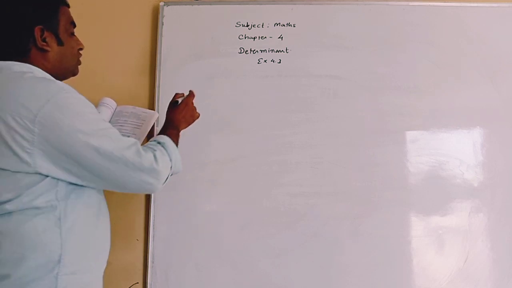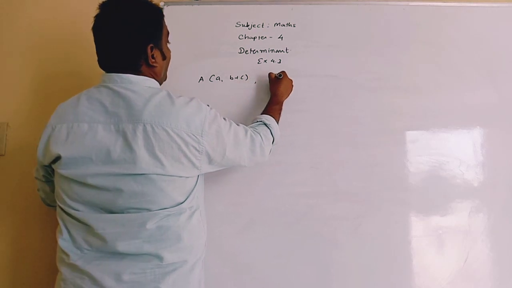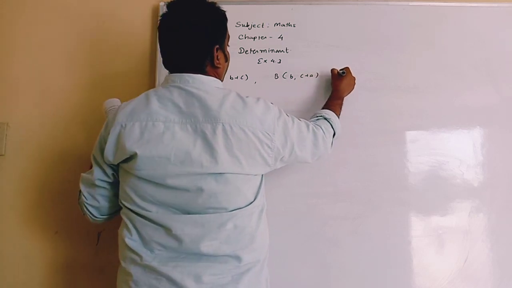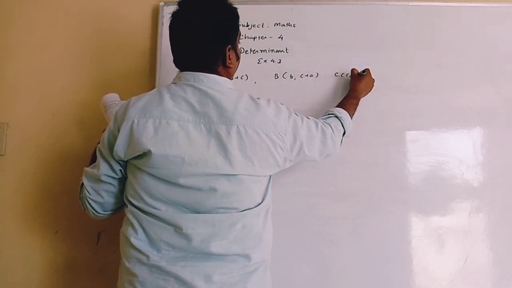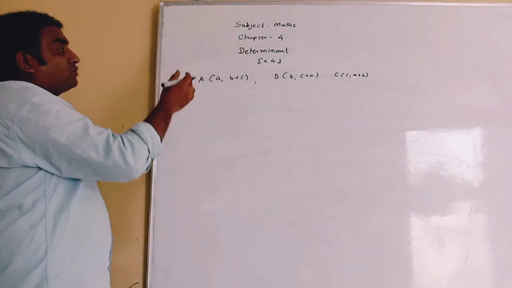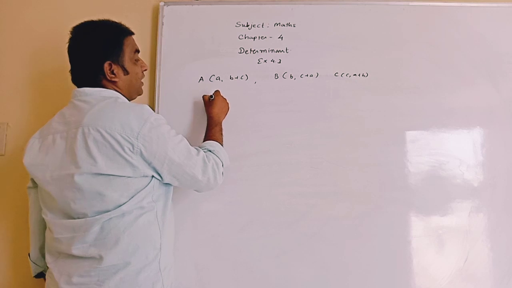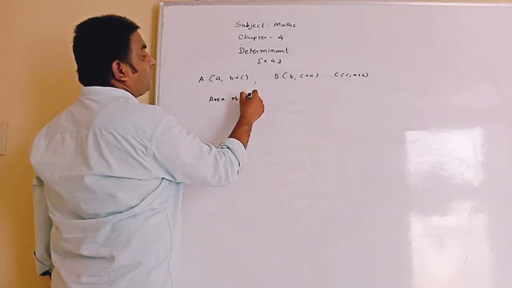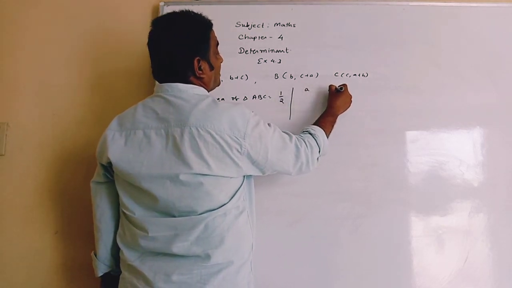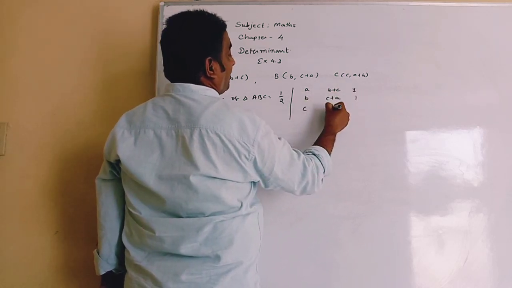Now we have a question to show that the points (a, b plus c), (b, c plus a) and (c, a plus b) are collinear. So these points we want to show collinear. Then here we have to show that the area is 0. So area of triangle ABC we take as 1 by 2 into the determinant a, b plus c, 1; b, c plus a, 1; c, a plus b, 1.